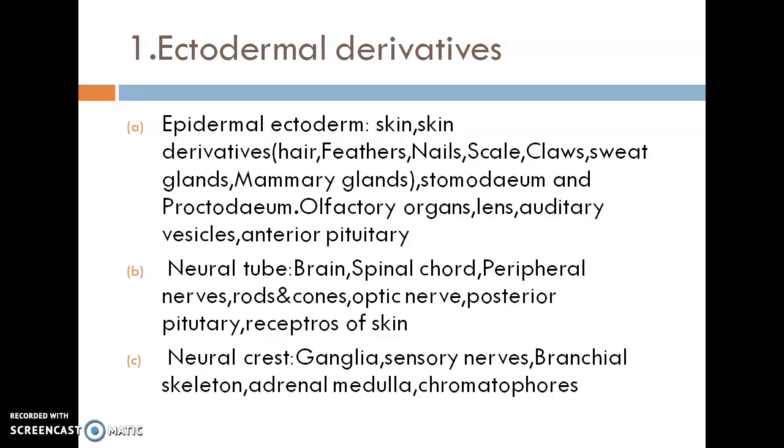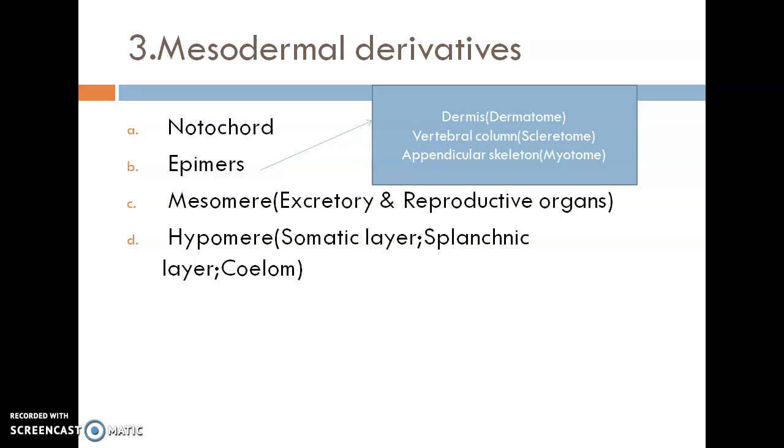Then comes the neural tube. The neural tube includes the brain, the nervous system, the spinal cord, peripheral nerves, rods and cones, optic nerves, posterior pituitary as well as receptors of skin. So the neural tube is also developed from the ectodermal derivatives. Then the neural crest. The neural crest generally includes ganglia, sensory nerves, branchial skeleton, adrenal medulla as well as chromatophores. So these are the derivatives of ectoderm.